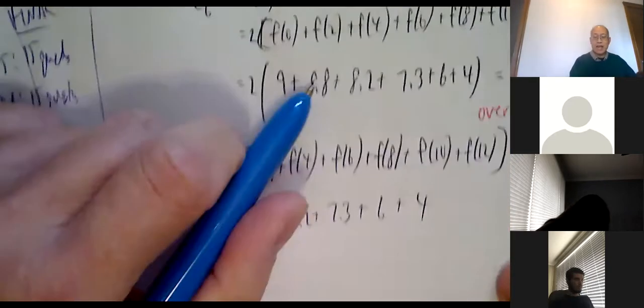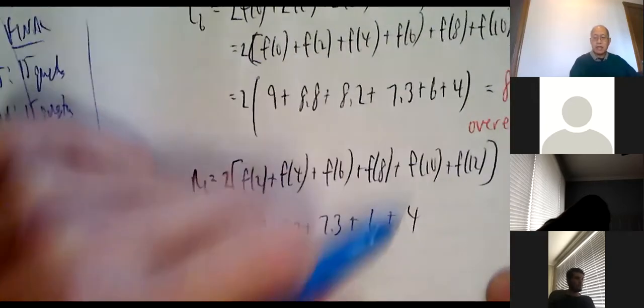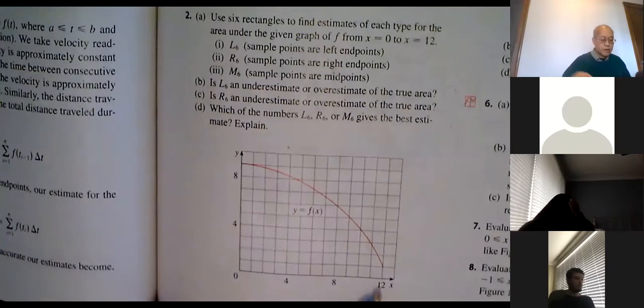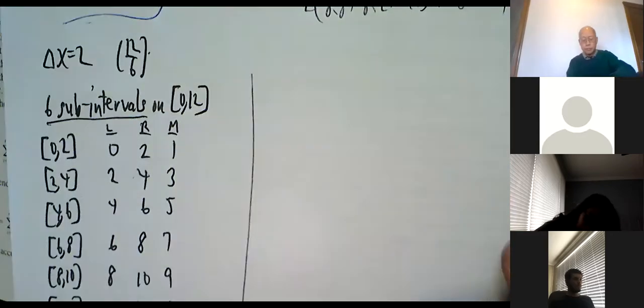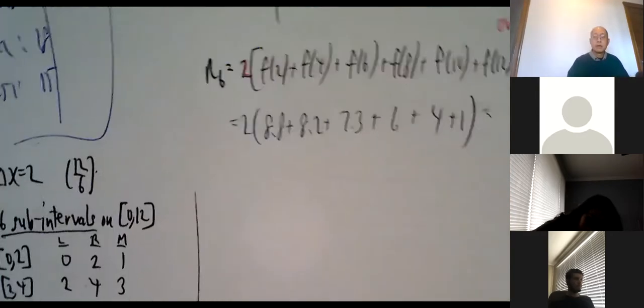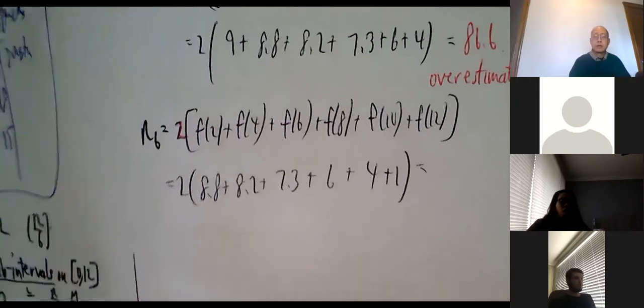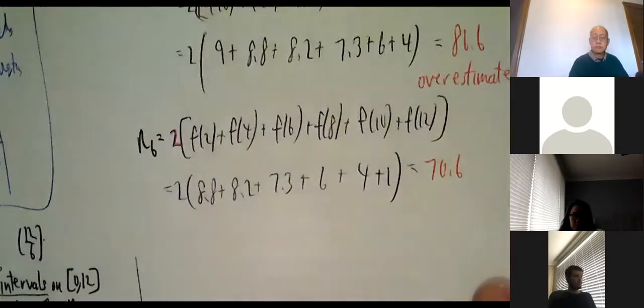That's the same as that. That's the same as that. Right? So the only new one is f of 12. 1. And there we go. Okay, so let me see. 70.6. And I'm going to say this is an underestimate.